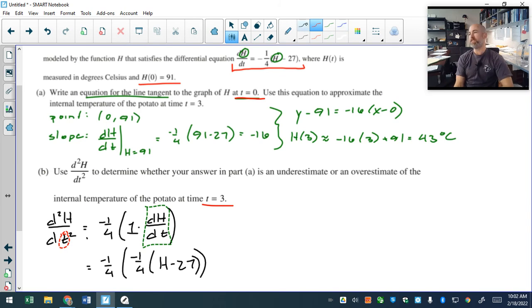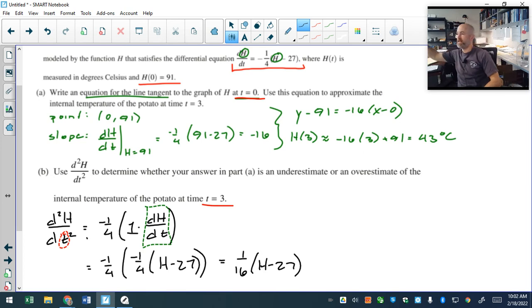And maybe it'll help to simplify this second derivative, because negative 1/4 times negative 1/4 is positive 1/16 of h minus 27. And now we have to determine if that will be a positive or a negative second derivative. What do you think? Do we know? It's all about h minus 27, because 1/16 is obviously positive. Is h minus 27 going to be positive, or negative, or will it change?